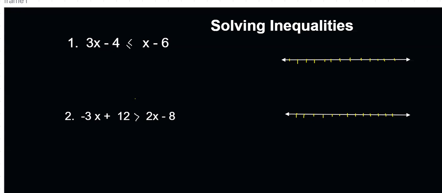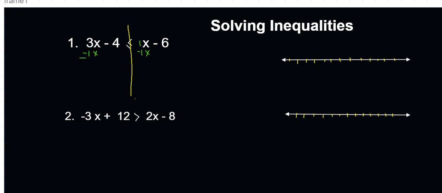So number one, we have 3x minus 4 is less than or equal to x minus 6. The first thing we're going to do, just like we would with equations, is get our letters, our variables, on the same side. I like to make a line down here to keep the two sides separated. Then I'm going to take this positive 1x and bring it to the other side. How am I going to do that? I'm going to subtract 1x. Whatever I do to one side, I have to do to the other.